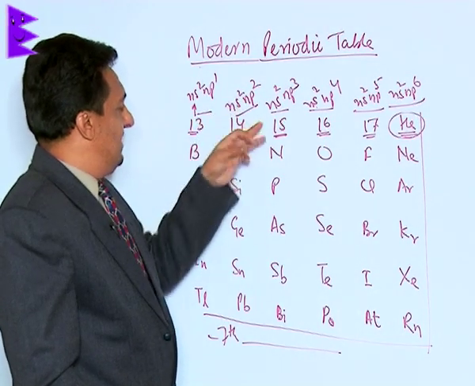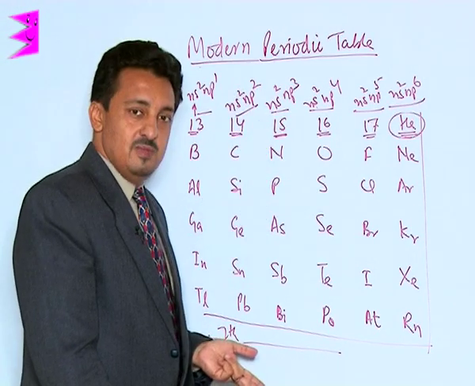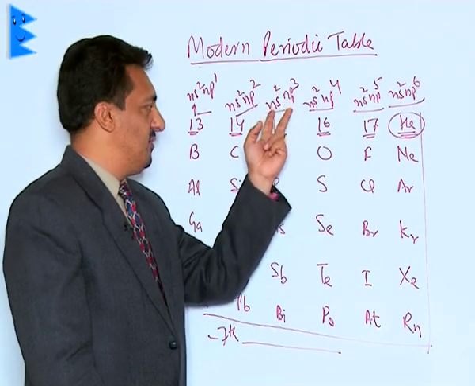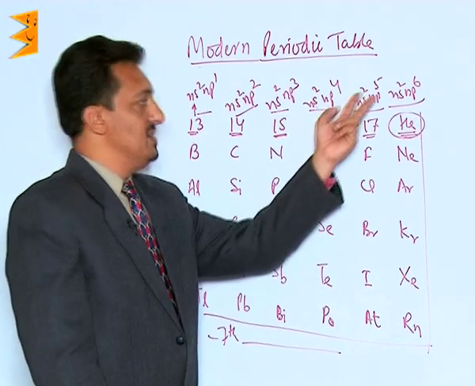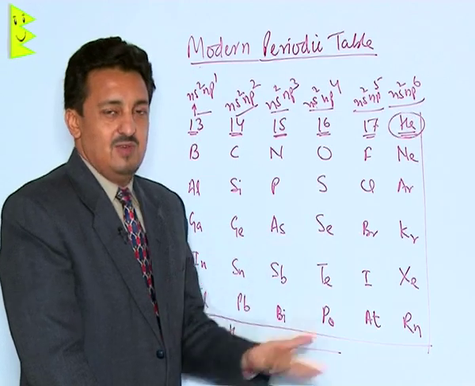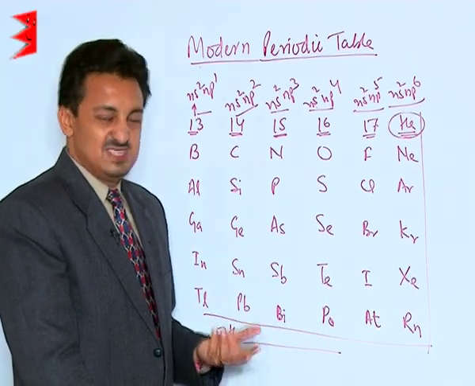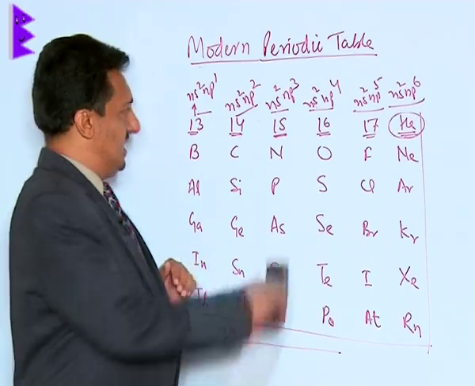Now how many valence electrons do these elements have? 2 and 2, 4. That's why they are in the 14th group. Then the number of valence electrons is 5, so they are in the 15th group. 6 valence electrons, 16th group. 7 valence electrons, 17th group. And then we have noble gases, whose valence subshells are completely filled. That is why they are found to be very, very stable. So these are their general configurations.